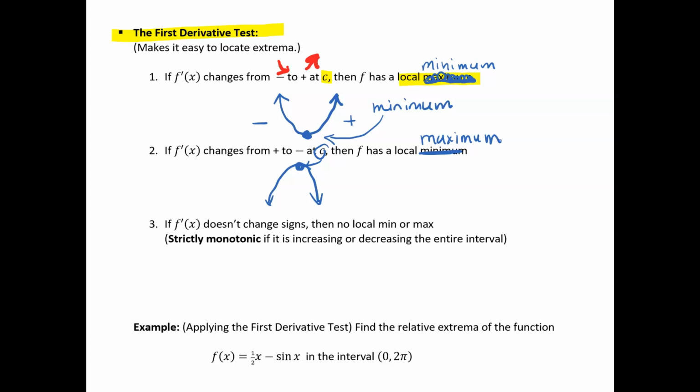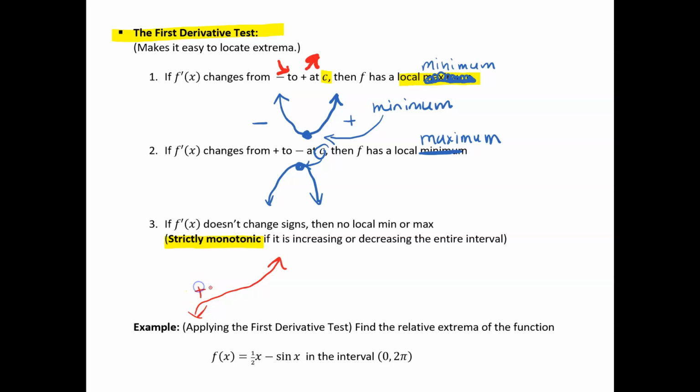And then if f prime of x doesn't change signs, then there is no local minimum or maximum. And this brings in a new vocabulary word for us, and that would be strictly monotonic. And that's if it is increasing or decreasing the entire interval. And let me show you what that one would look like. It would be something like this.